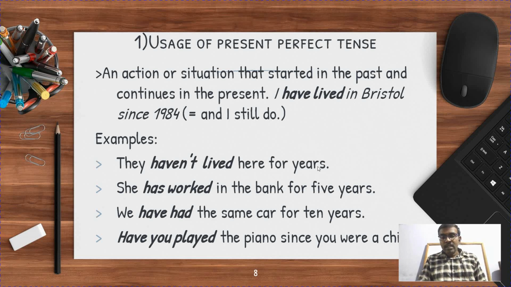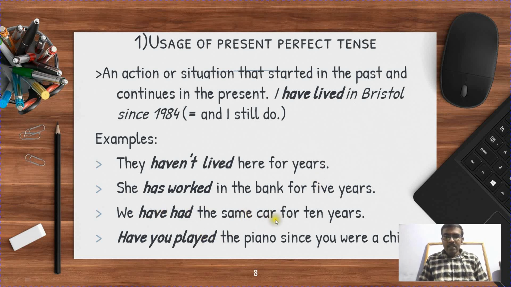She has worked in the bank for 5 years. The action started in the past. After that, she might have been transferred to another bank or another job. So the action started in the past and continues in the present. She may be working somewhere else, but where, we don't know, right? She has worked here for some years.